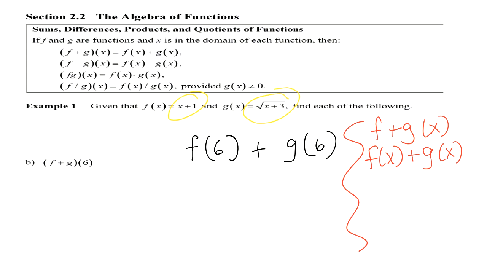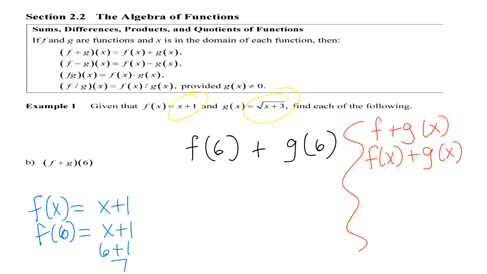So what I need to do, before I add them, is input the 6 into each function. If f of x is equal to x plus 1, and I put 6 in here, I get 7. So when I replace x with 6, I get 7 for my f of 6.